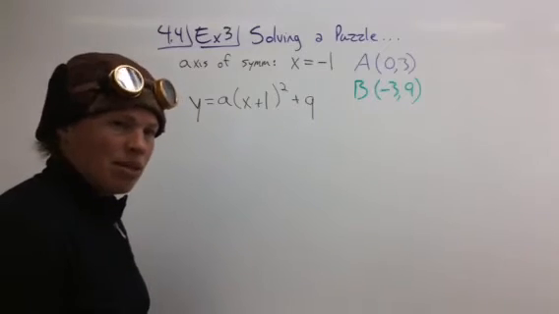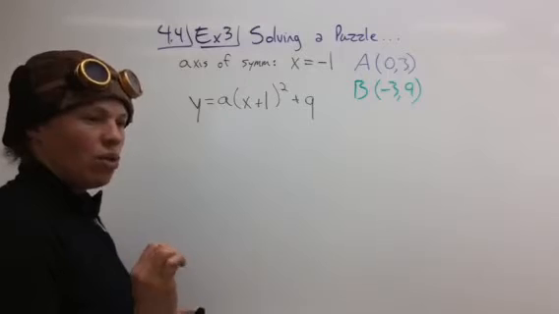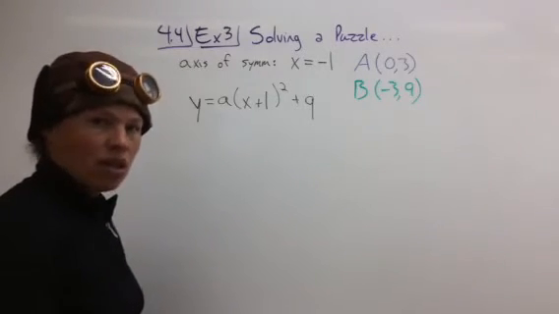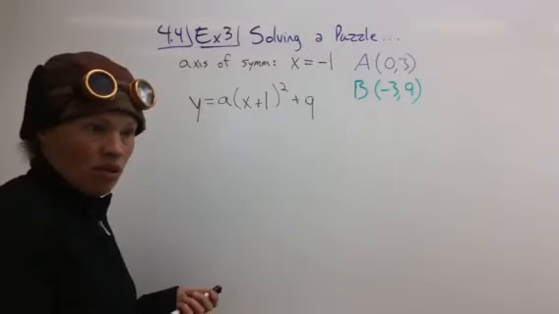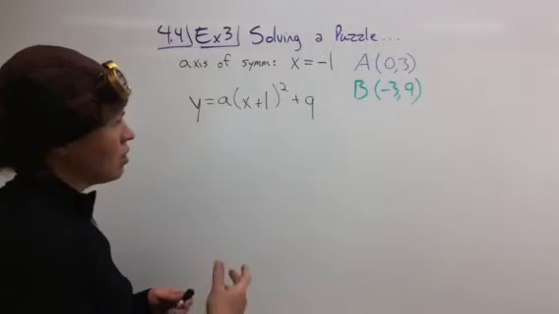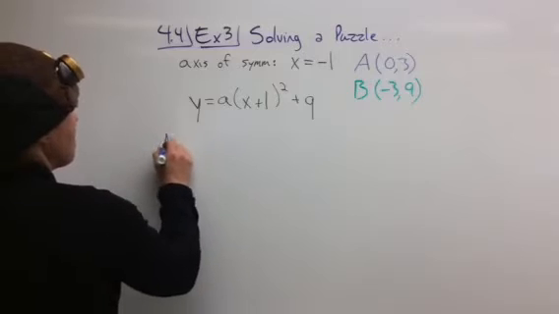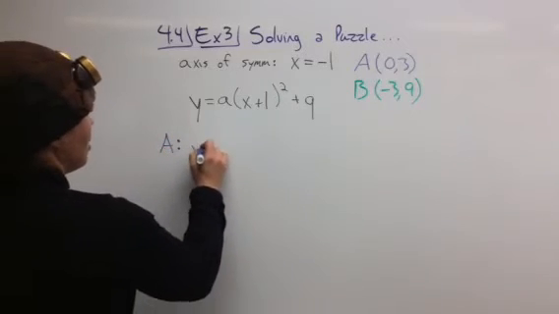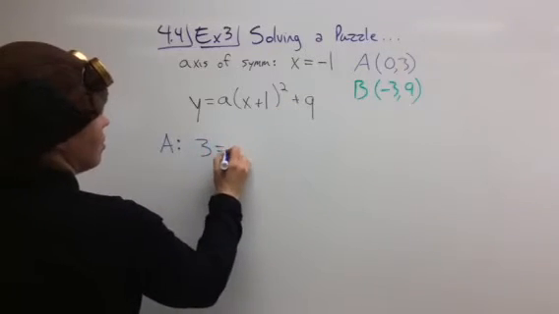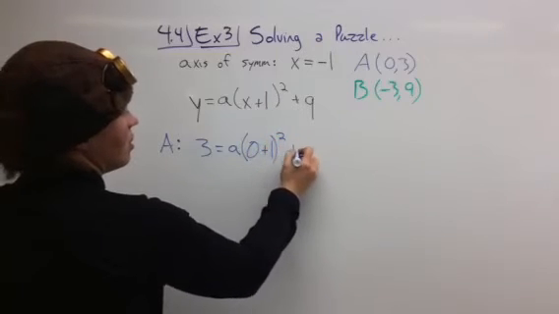The only problem is I still don't know a and I still don't know q, so there's 2 things I don't know. When there's 2 variables that you don't know, substitution is helpful. So the first thing we're going to do is all that we can, and that is plug in those values for each of the given situations. So for a, I'm going to make y, 3 equals a times (0 plus 1) squared plus q.